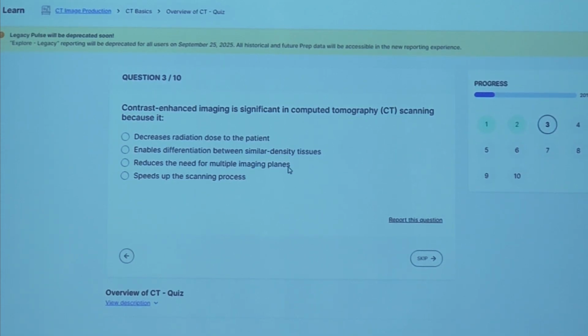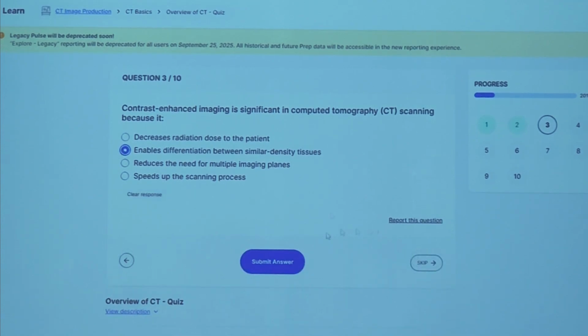No, it's the benefit of CT. Speeds up the scanning process. No, we're gonna go ahead and go with number 2, since the only thing that contrast is related to is really the differentiation between similar density tissues. Similar density tissues are going to be organs, fat, those are probably the ones that are going to be in the middle, okay?